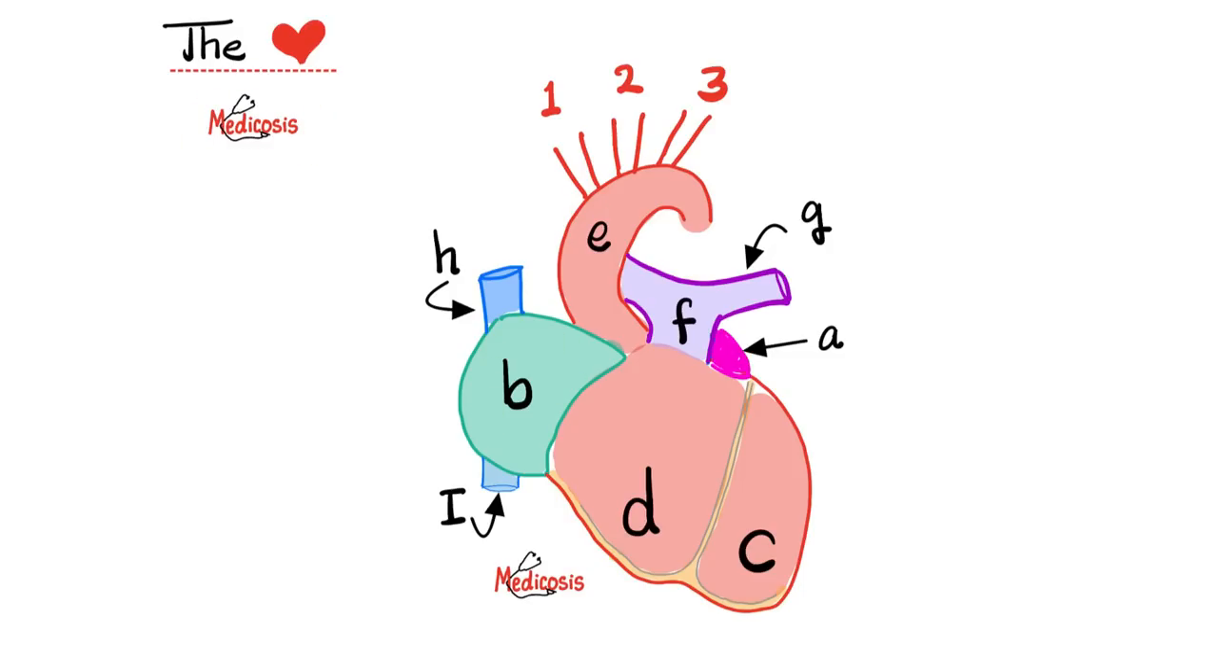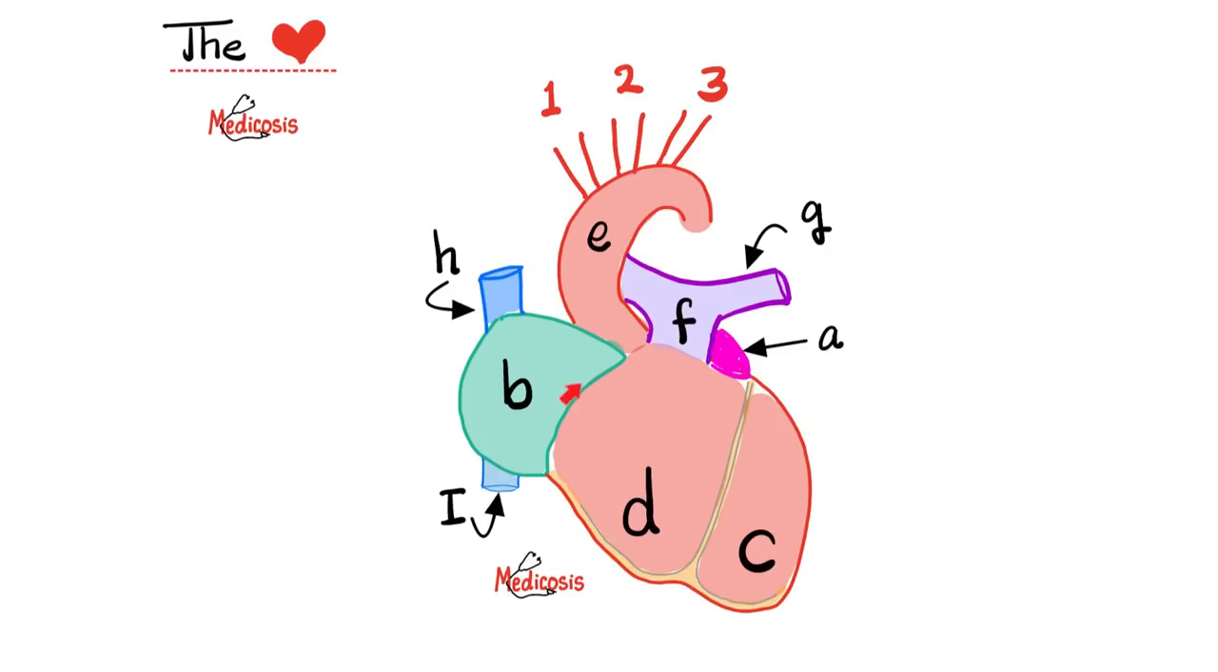This is the right atrium. It receives venous blood from 3 sites. 1, from the superior vena cava, which drains the upper half of your body. 2, the inferior vena cava, which drains the lower half of your body. And 3, from the coronary sinus, which drains the heart itself.